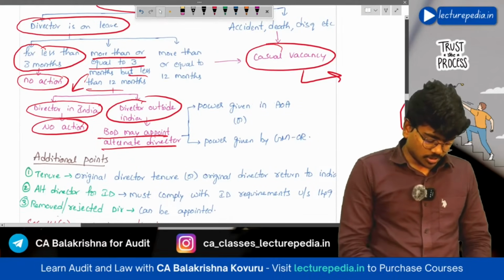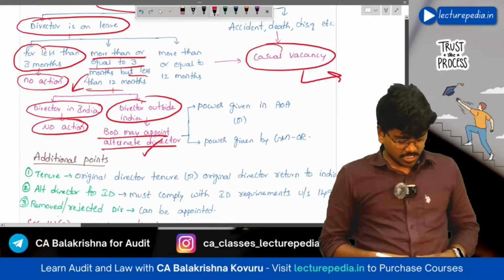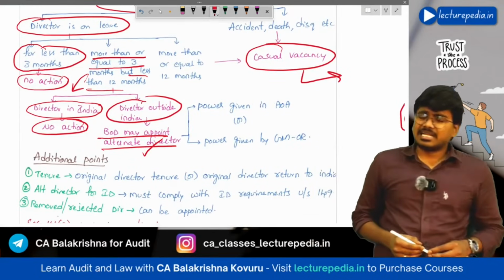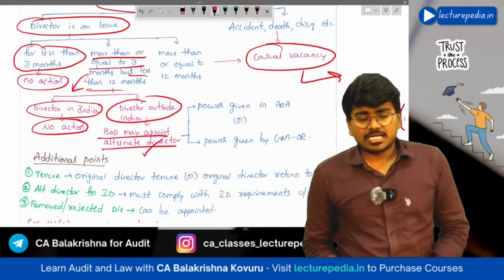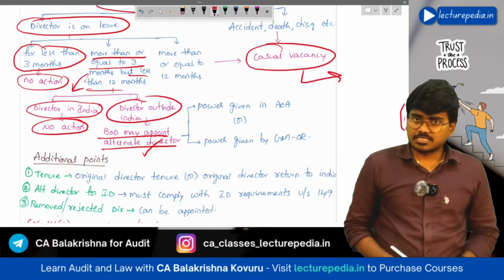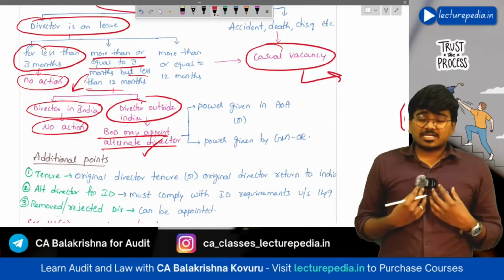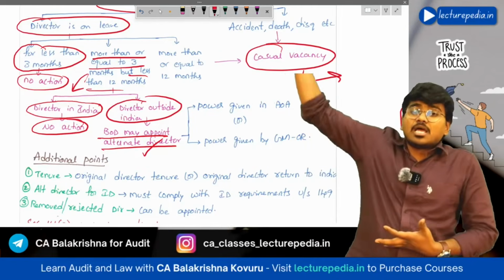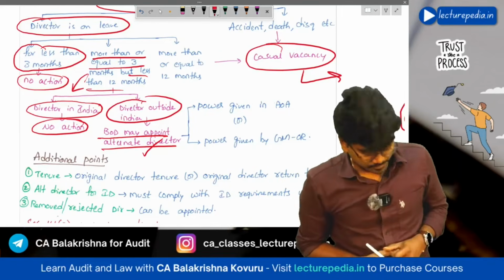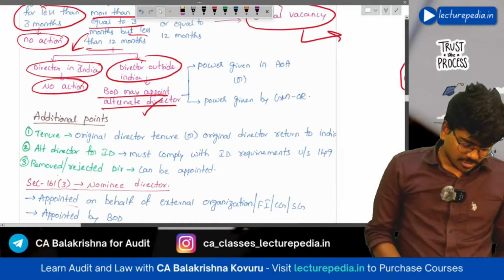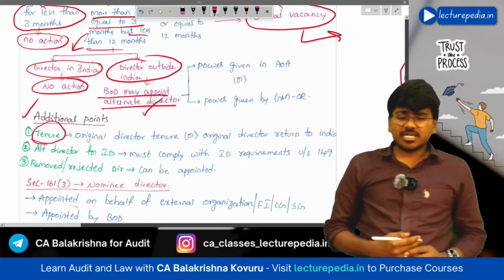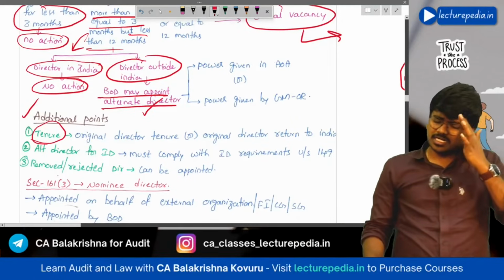And this I have already told you. The same thing here also, just like an additional director, the alternate director can be appointed by the board of directors, and to appoint such an alternate director, the board of directors must get that power from the articles of association. And some additional points. Tenure of the alternate director. What will be the tenure of the alternate director?